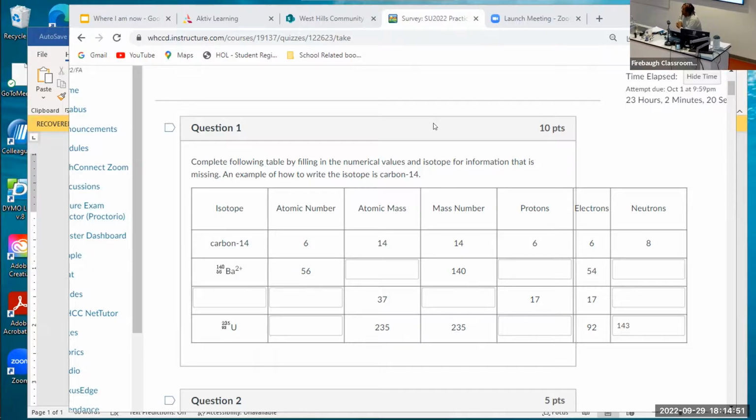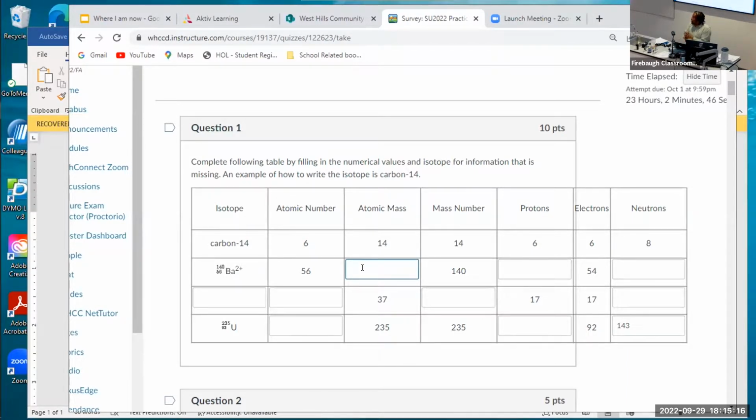Okay, so we're ready. So the very first question, you guys are supposed to fill out this table. Now, the thing I want to tell you is that when you have this table, you need to make sure you hit tab. That's how you get to the last ones. Okay.